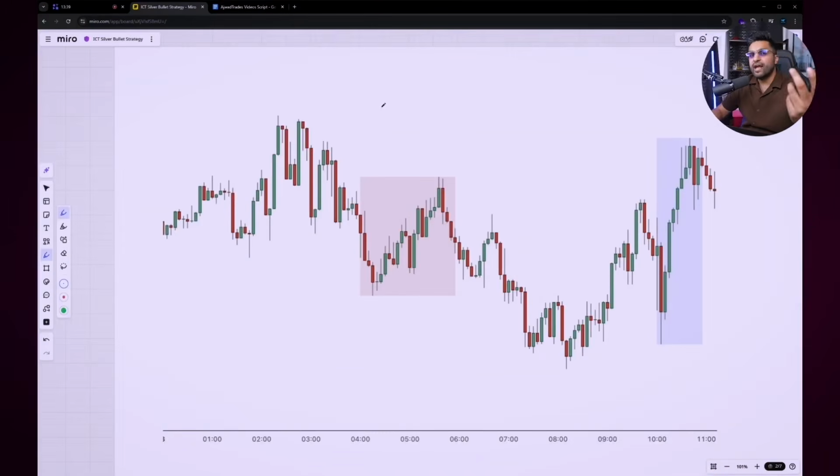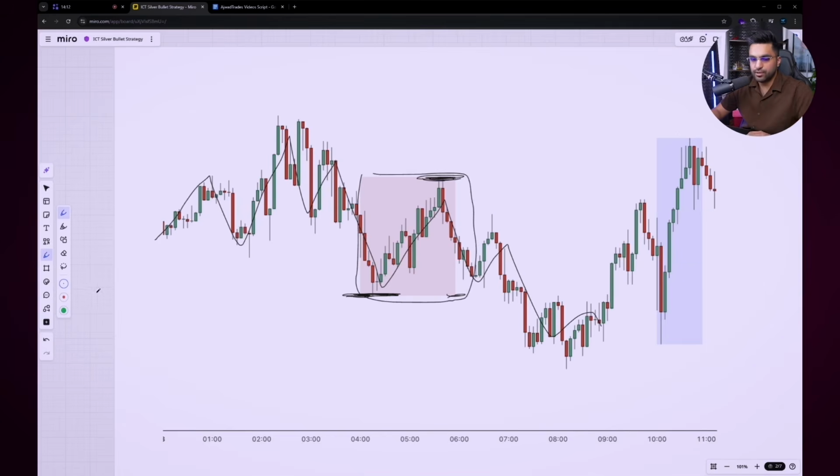Now let's have a look at a real example of a trade. In here, there is this range, and this range is 4 a.m. to 6 a.m. Eastern Standard Time, and we are going to be marking the high and low of that. So we have the low of the London range here and the high of the London range here. As we are only focused on between 4 a.m. to 6 a.m. Eastern Standard Time, hence we have highlighted that area.